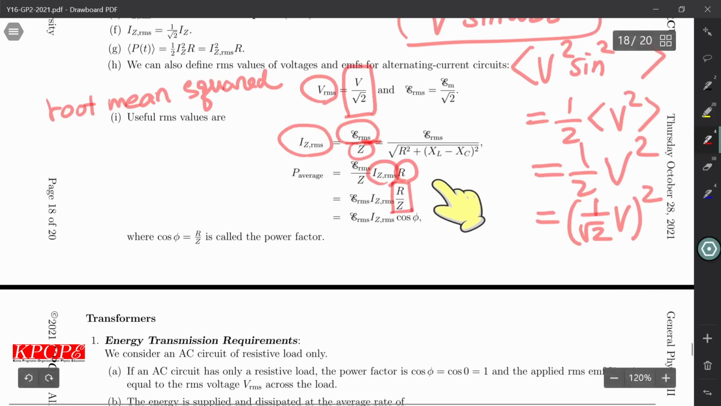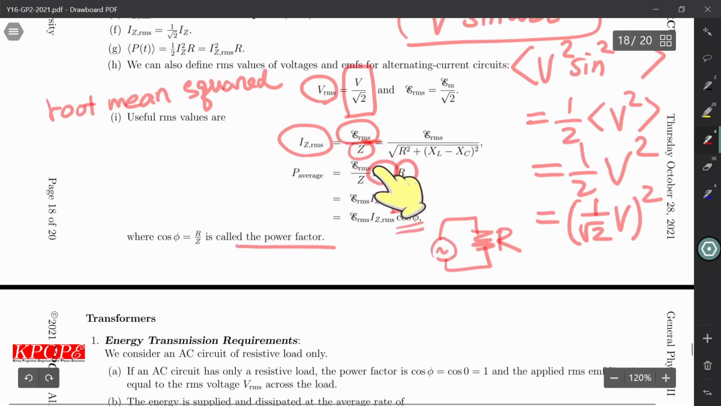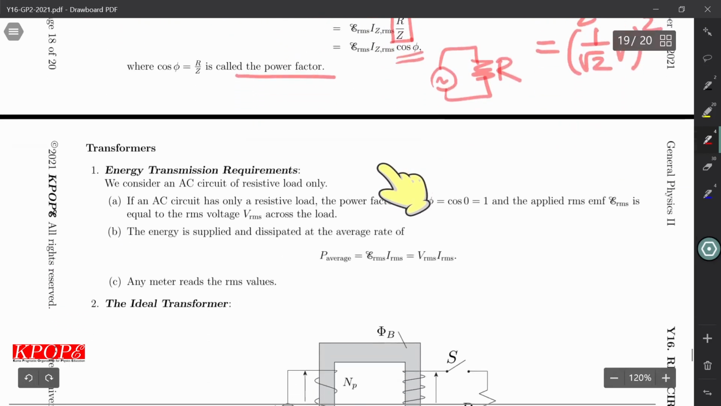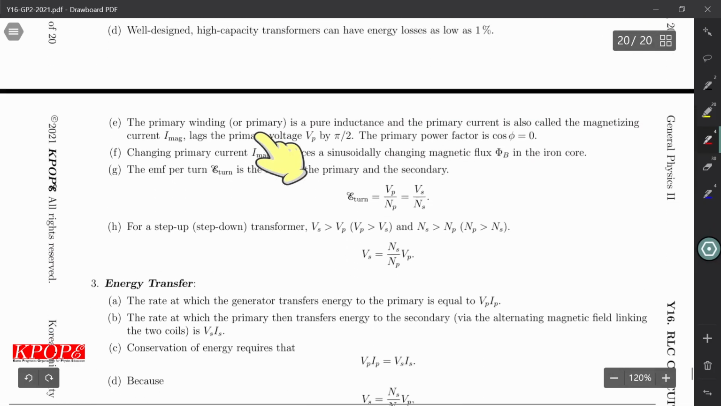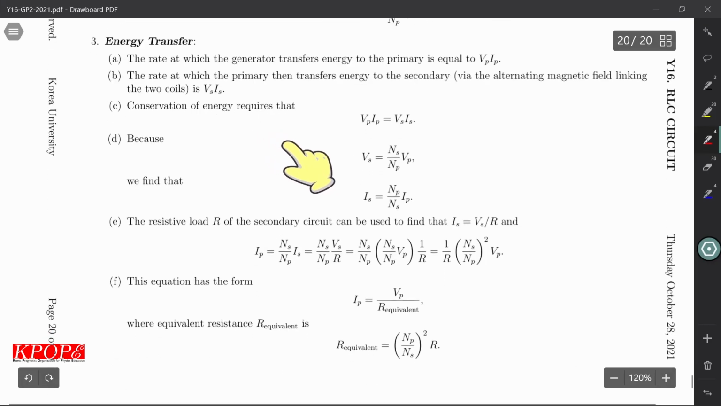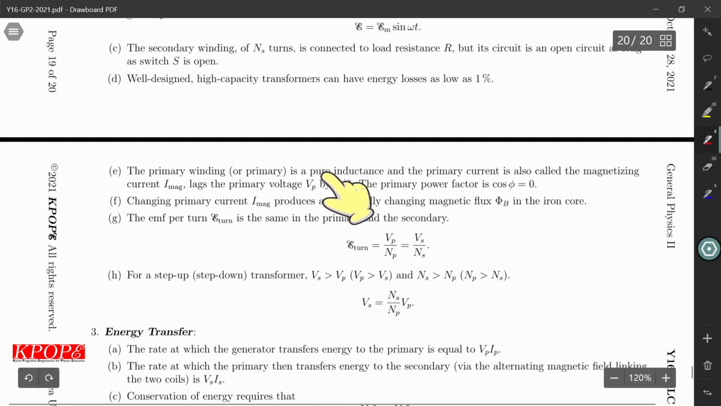If there is a current attached to only a resistor, then the power should have been E times I, that's it. However, if it is attached to an RLC circuit, it is not the case, and there is an additional factor R over Z that is expressed as cosine phi. This is called the power factor of the RLC circuit. And let me pass over the transformer. You can follow the details in these notes regarding the transformer. Okay, that's it for today.